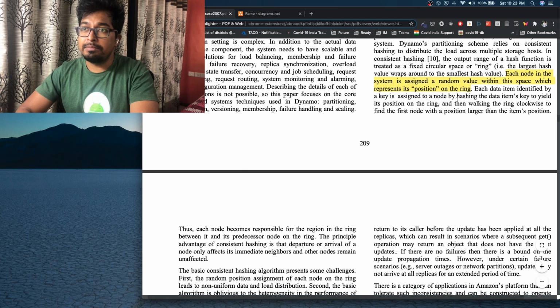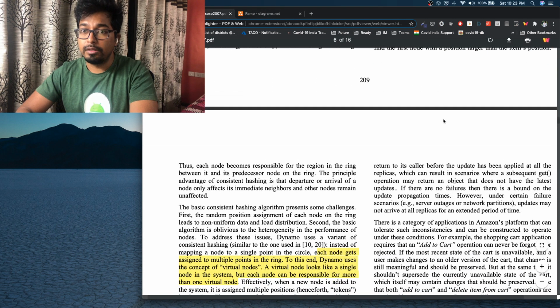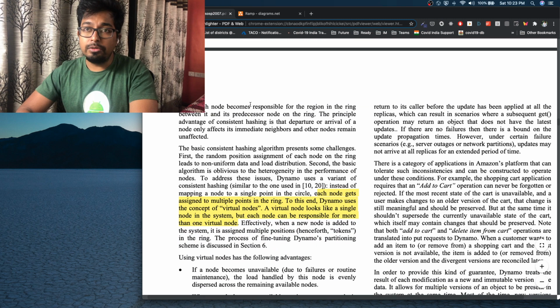Each data item identified by a key is assigned to a node by hashing the data item's key to yield its position on the ring and then walking the ring clockwise to find the first node. So, like I said, if you have a hash which comes to 770, we'll start walking clockwise and find D4, and that is where we will store. So each node becomes responsible for the region in the ring between it and its predecessor node.